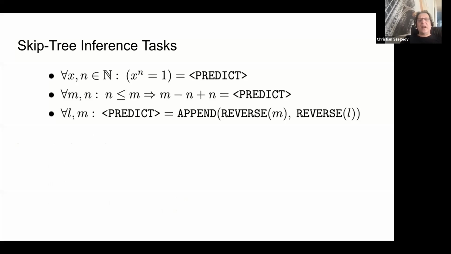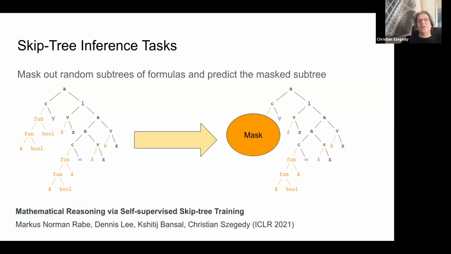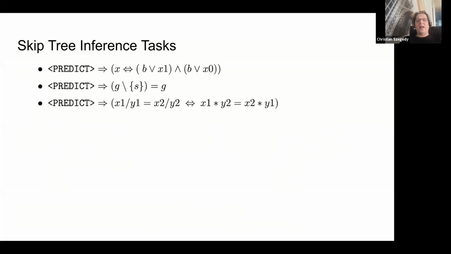But the idea here is that you don't need any supervision. You just take formulas from natural language, from human proofs. You block out random subtrees, and then you train these language models to predict the subtrees. And then you evaluate. You don't even need to fine tune. You just blank out certain types of subtrees, and then you measure whether you ended up with the correct output, that is, something that the human produced.